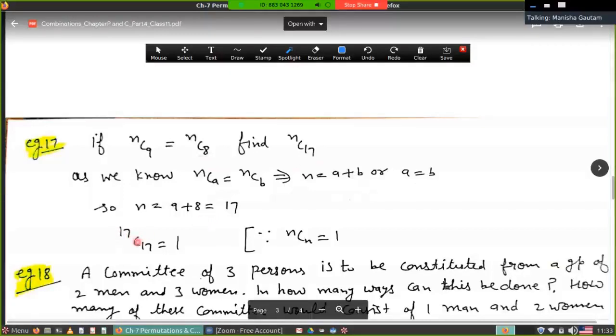17C17, because the value of N is 17. 17C17 will be equal to 1. You can calculate it by using the formula, or you must know NCN will be equal to 1.